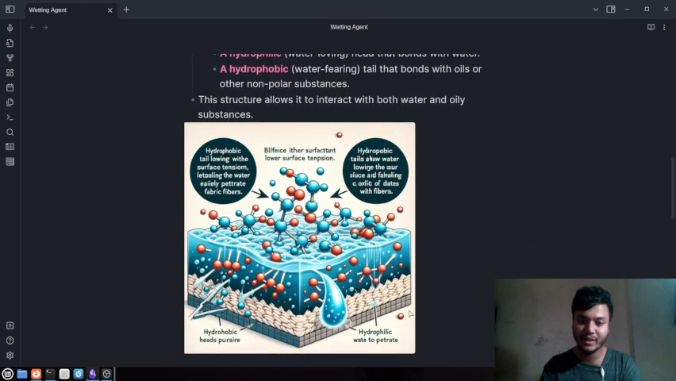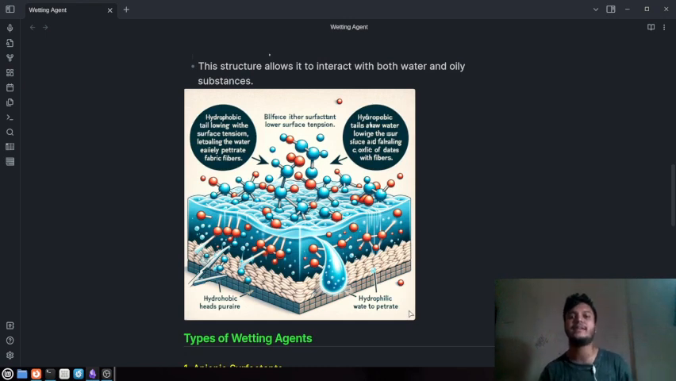Now, if you look at this picture, you will see that the wetting agent is interacting with water. The hydrophobic end is trying to shy away from the water, while the hydrophilic end has bonded with water. This creates a bit of a pulling effect, and this pulling effect reduces the surface tension. That is how the wetting agents or surfactants reduce the surface tension of water.